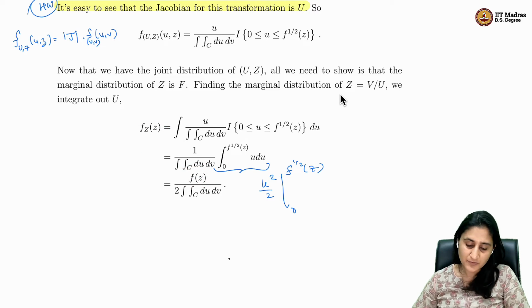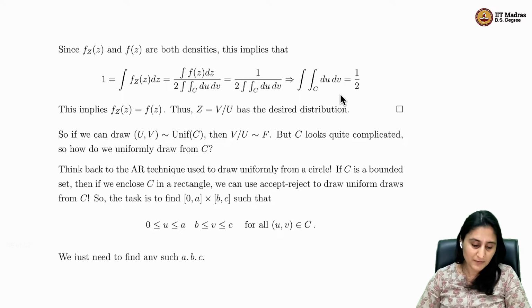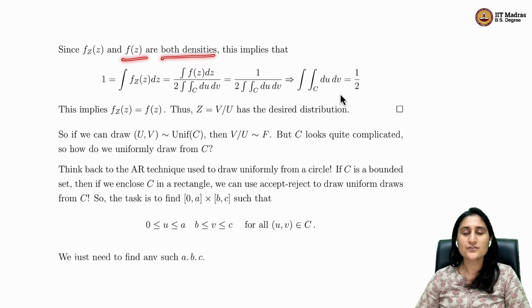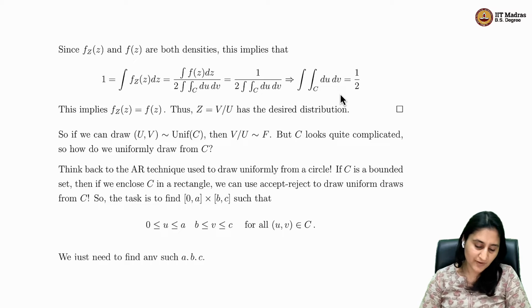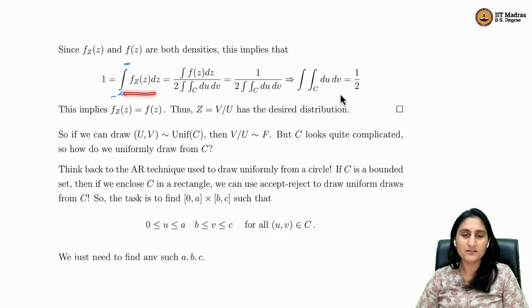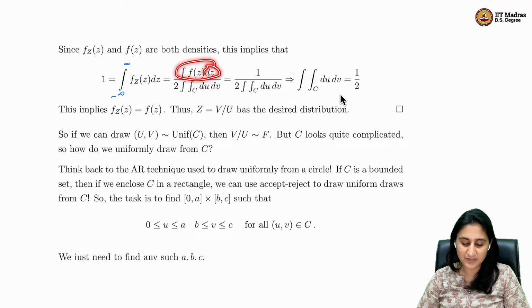Okay, but this is where we use the fact that both the marginal density of Z and F are densities. So if they are both densities and they have the same support, right, then they both integrate to 1. So if I integrate from minus infinity to infinity, then the marginal density of z gives 1 because it has to be a density. Then the right hand side I have to integrate as well. But then this numerator is a complete density, so that integrates to 1. So I get this thing over here.